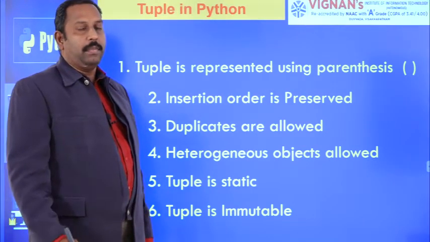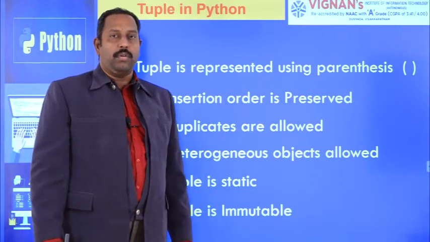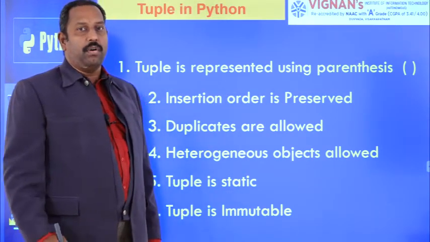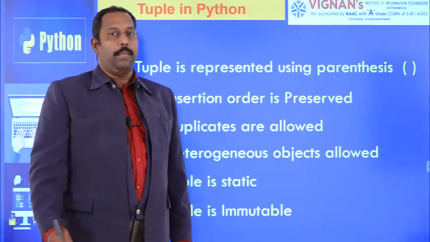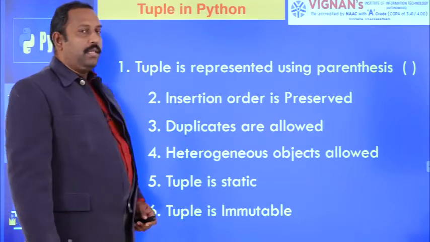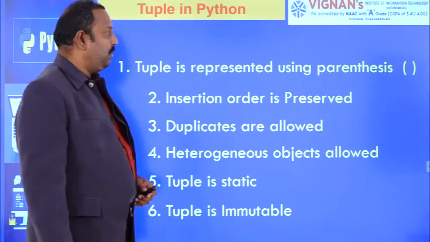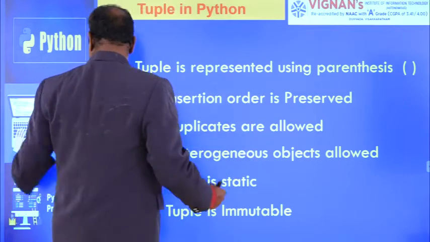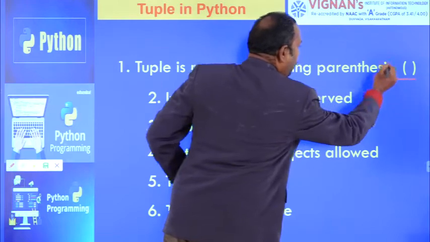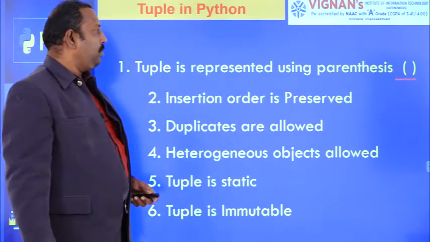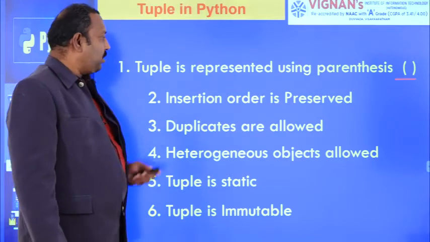That is the main difference between list and tuple, and we can call a tuple a read-only version of a list. The read-only version of a list is called a tuple. So the tuple is represented using parentheses. This is the symbol to represent a tuple in Python.